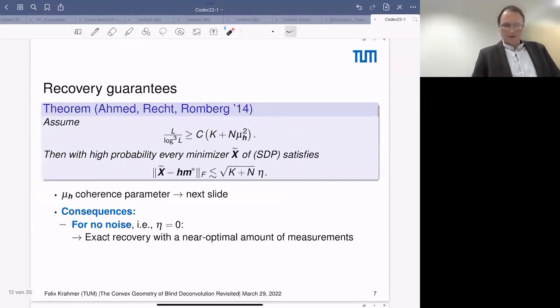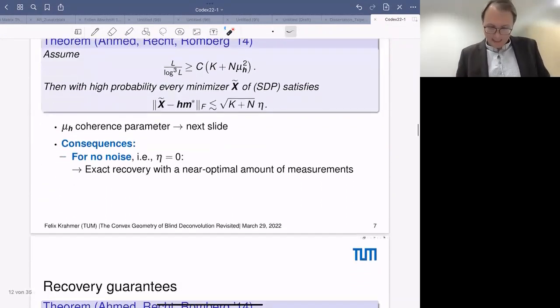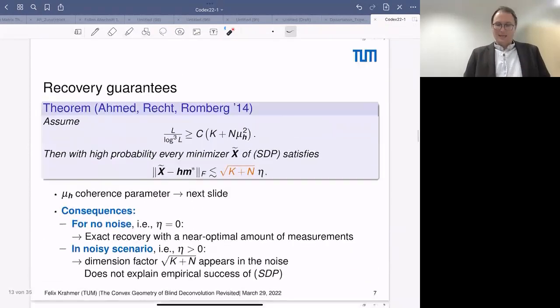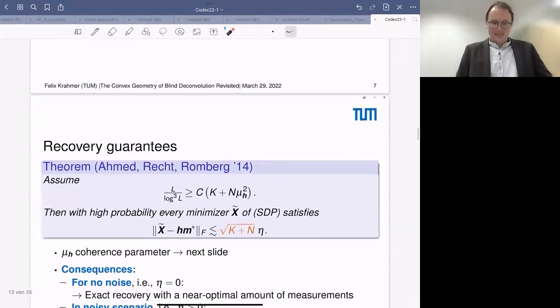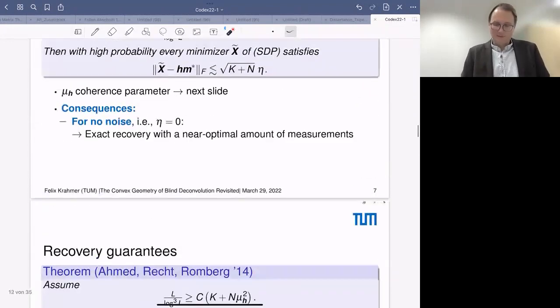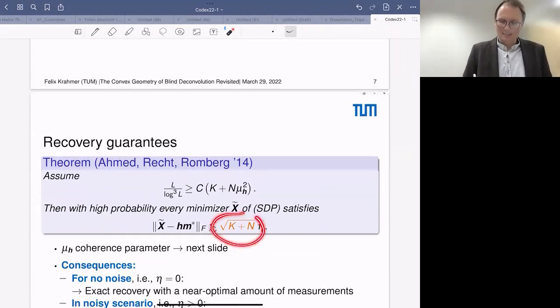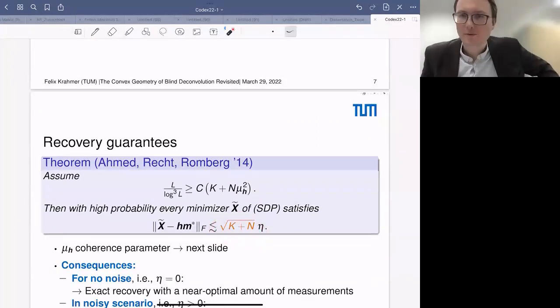Parameter on the next slide. But before that, I was too fast here. This is already what I just said, that if eta is 0, we have exact recovery with a near optimal number of measurements. And now, because it's getting interesting, we talk about the coherence parameter later, because I skipped something. You can see in orange, there's this factor of square root of K plus N.